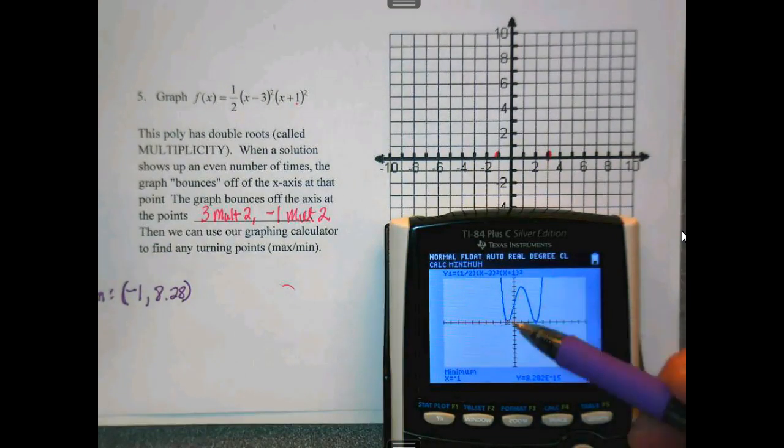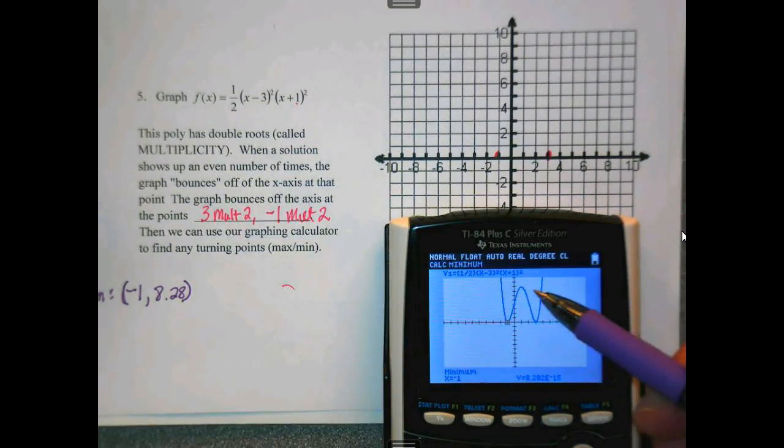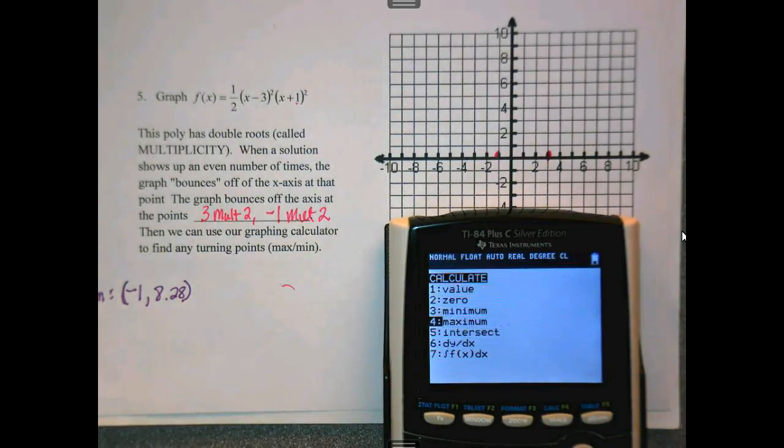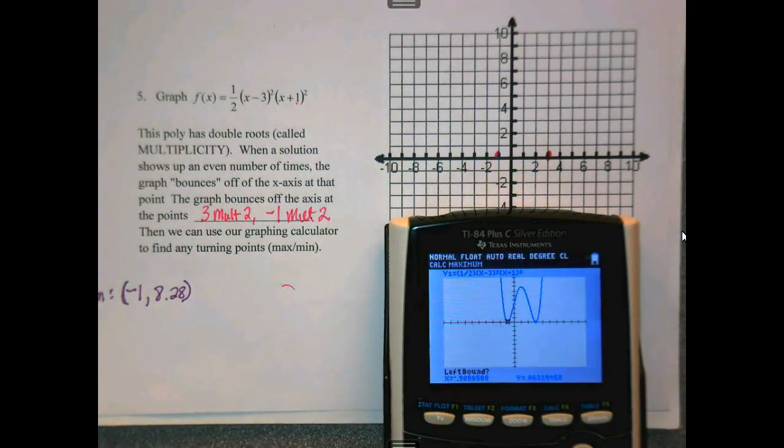Okay. Next, I'm going to find the max just because it's the next thing on the graph. So I'm going to go second trace. I'm going to find the max. I'm to the left, hit enter. I'm going to go to the right, hit enter, and enter again. And that relative max is at 1, 8.